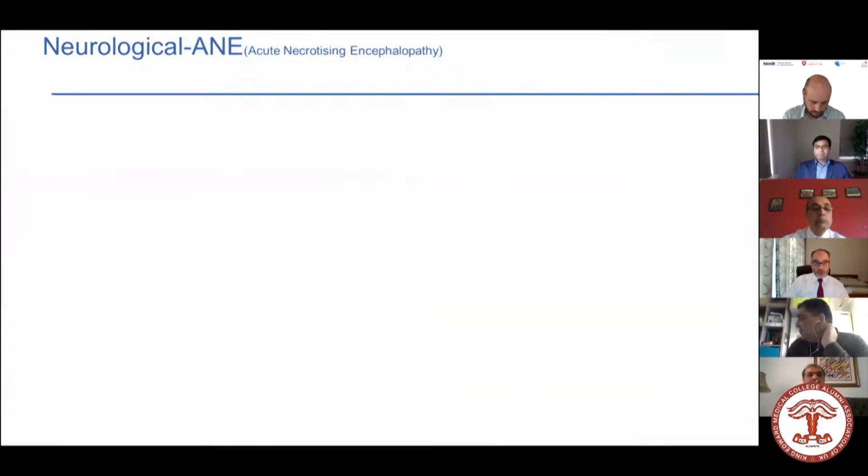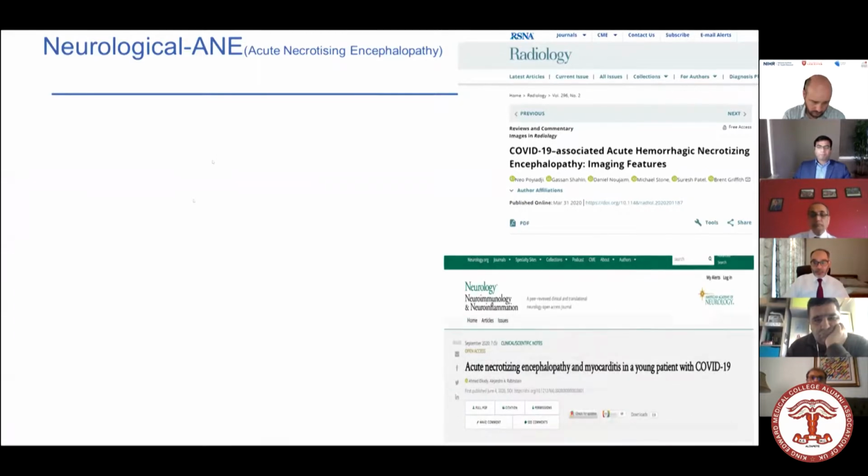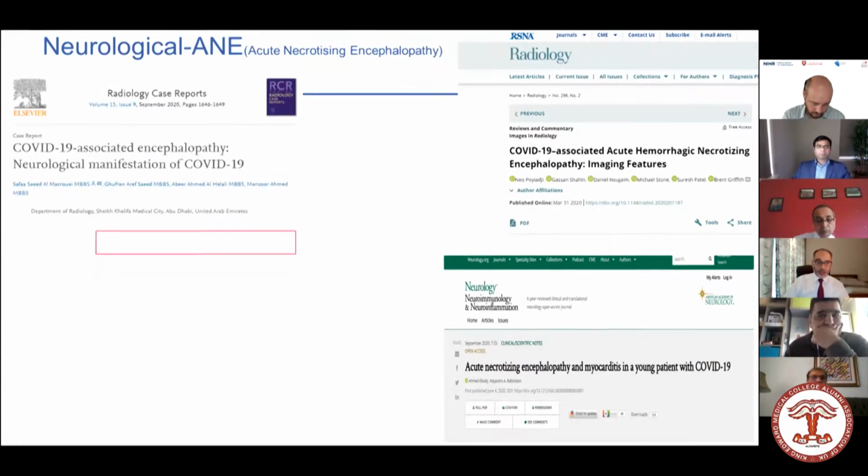Let's move on to acute necrotizing encephalopathy. This is not a term which most of us have heard of. So ANE used to be mostly associated with carbon monoxide poisoning, or some post-cardiac arrest, or even toxic overdose. Now there have been some reports of ANE as acute hemorrhagic encephalopathy, also acute necrotizing encephalopathy and myocarditis in a young patient. You can see some reports there. We ourselves had one case as well. We reported that in our hospital as well, COVID-19 associated encephalopathy.